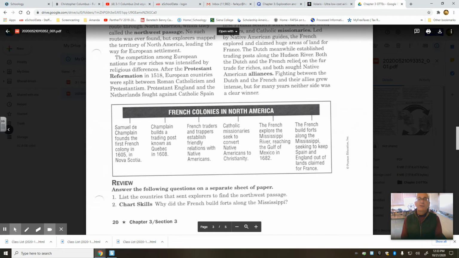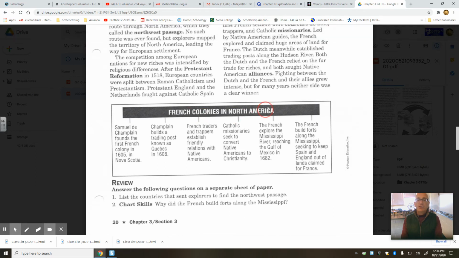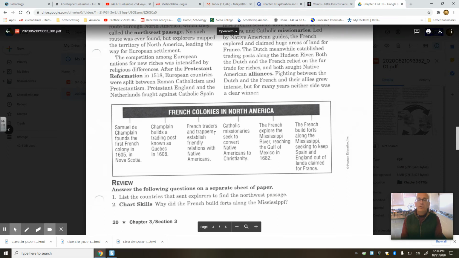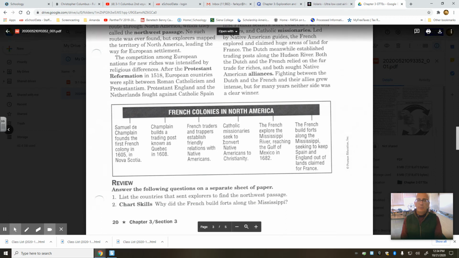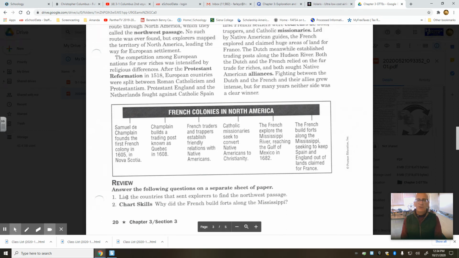Let's look at our questions that appear at the bottom of the reading now. And before we look at the questions, take note that we have a chart here titled French Colonies in North America. So this chart is going to focus on the French presence in North America. And this is going to be important to answer question 2. But let's look at question 1.